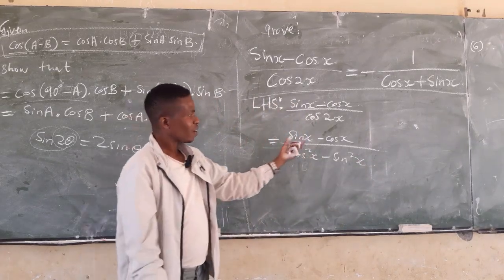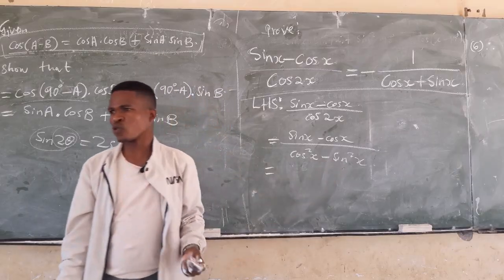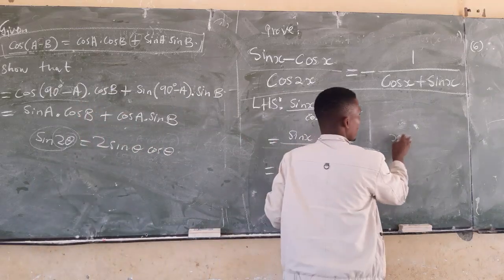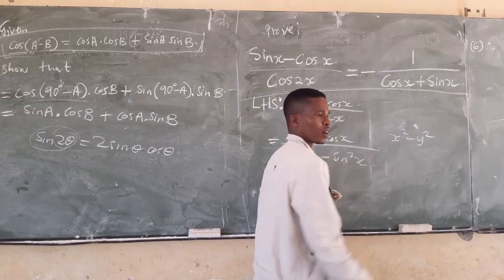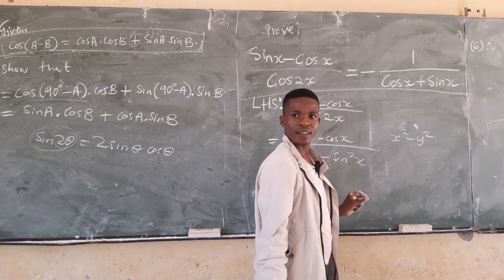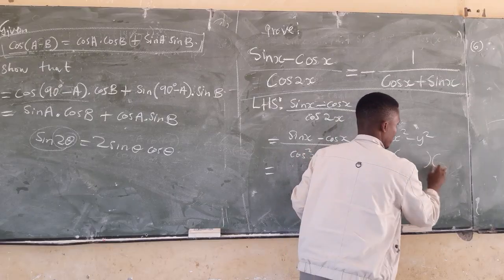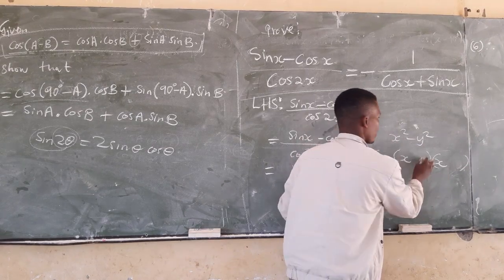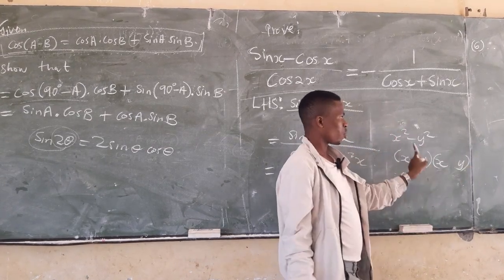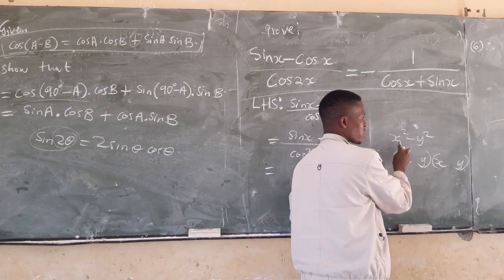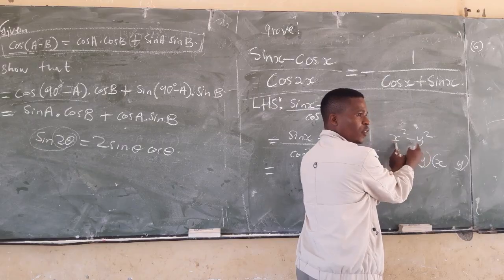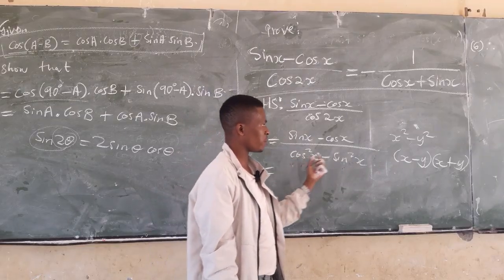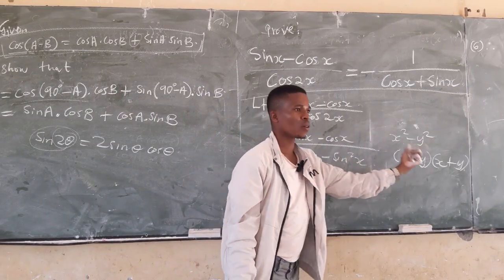From here, what is this? The difference of two squares. Can you see that? So this is the same as x squared minus y squared. Can you factorize this one? What are the factors of x squared? X and x. What are the factors of y squared? Y and y. Because here is minus, this is the difference of two squares. Then the factors are minus, plus. This can apply here because cos can be x, sine can be y.